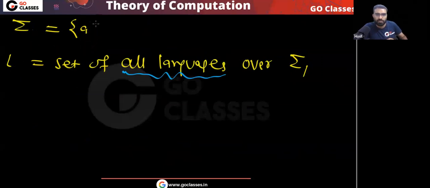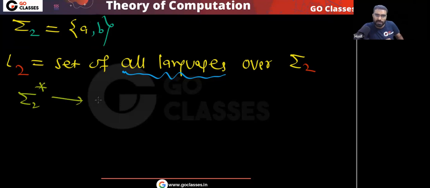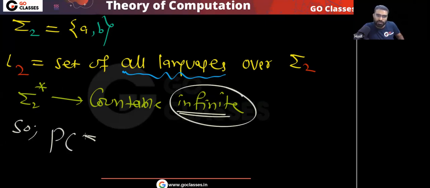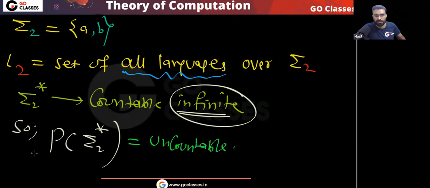What is sigma 2? Sigma 2 is {a, b}, the binary alphabet. And L2 is the set of all languages over sigma 2. Similarly, sigma 2 star, the set of all binary strings, is countably infinite. Because it is infinite, the power set of sigma 2 star will be uncountable. Yes or no?